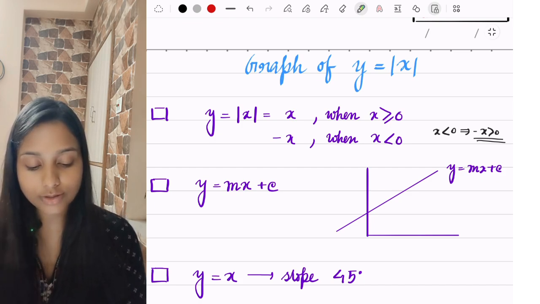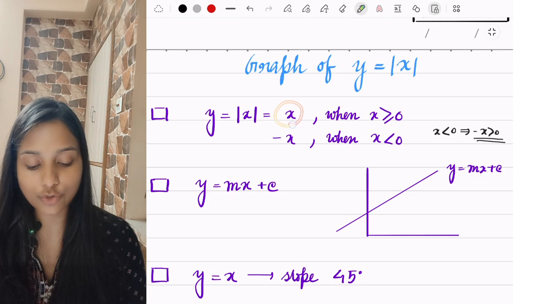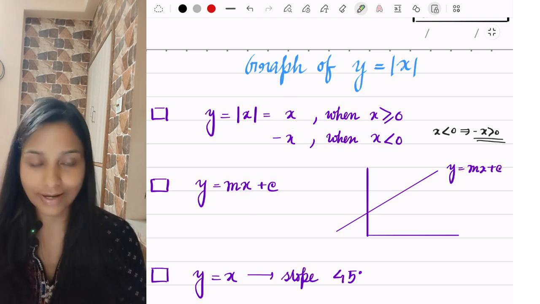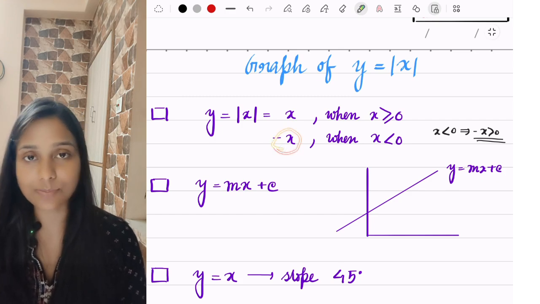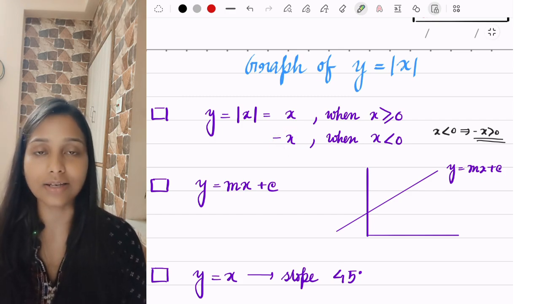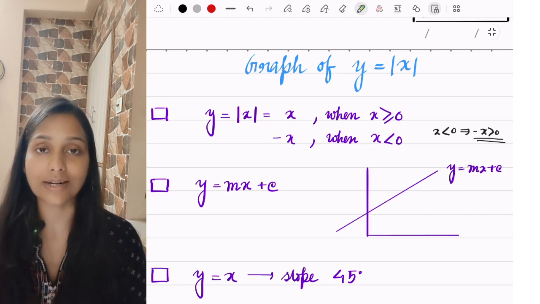Now, for the positive quadrant part, we have this y equals to x. So it is a straight line. Again, for the negative quadrant, which is x less than 0, we have this minus x part, which is again a straight line. So first, let us understand how to draw a straight line.